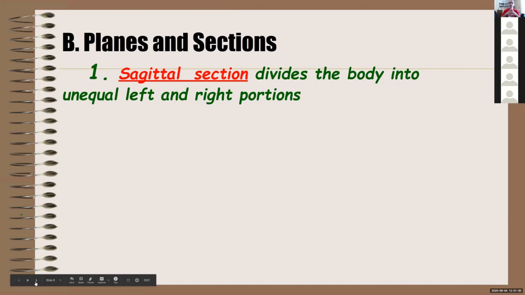And now a sagittal section divides the body into a left and a right portion, or it divides the specimen into a left and a right portion. But it's an unequal left and right portion. So a sagittal cut, if we were thinking about a brain, would be a cut that basically goes in this direction, but it's not quite in the center. It's a little bit off to the side. So we would have a small right piece of brain and then a big left piece of brain.